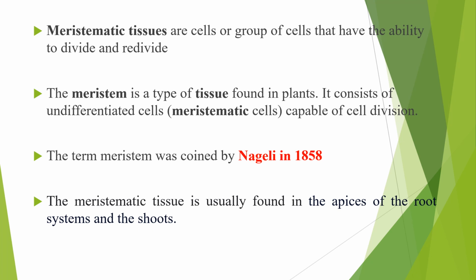What is meristematic tissue? Meristematic tissues are cells or groups of cells that have the ability to divide and redivide. The meristem is a type of tissue which is found in plants. It consists of undifferentiated cells, known as meristematic cells, capable of cell division. The term meristem was first coined by Nageli in 1858.